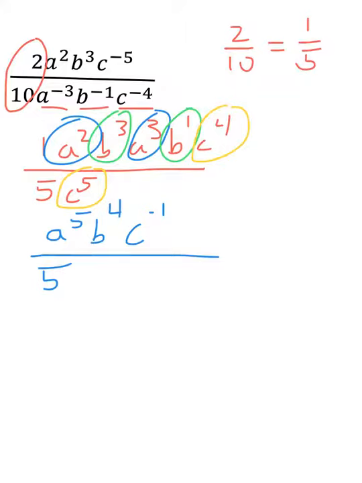All right, well, now our c is unhappy, so we want to finally make him happy by flipping him to the denominator. So we will end up with a to the 5th, b to the 4th, over 5c. And we don't really need that c to the 1st, right? We can just erase that out of there.